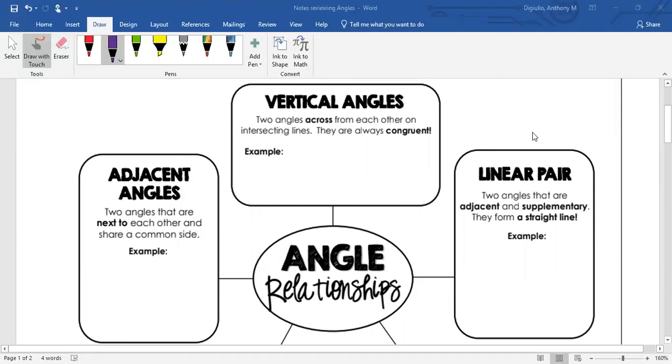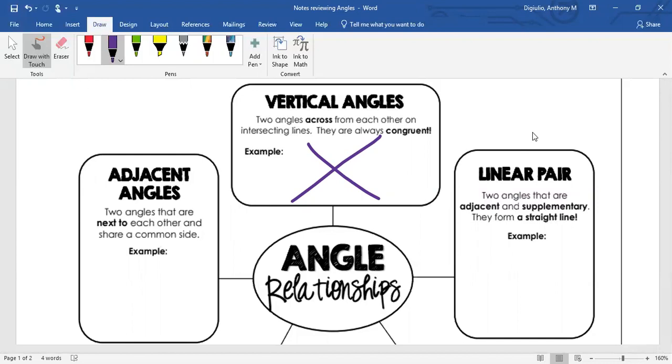The first one we have is vertical angles. Vertical angles are two angles that are across from each other on intersecting lines. For instance, the 1 and the 2, those are vertical angles with each other. They're right across from each other. Same with 3 and 4.